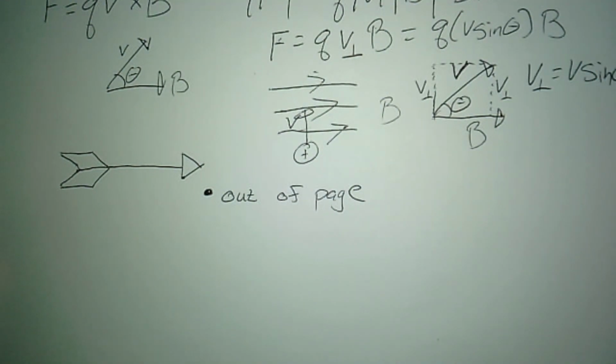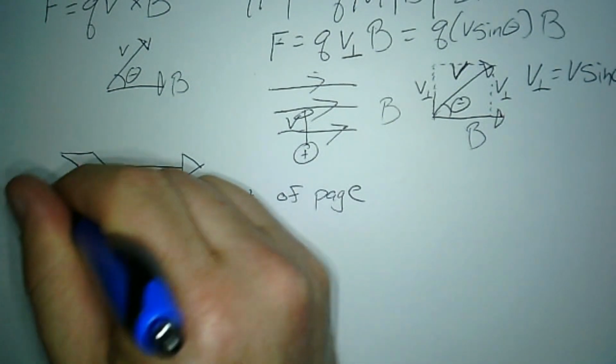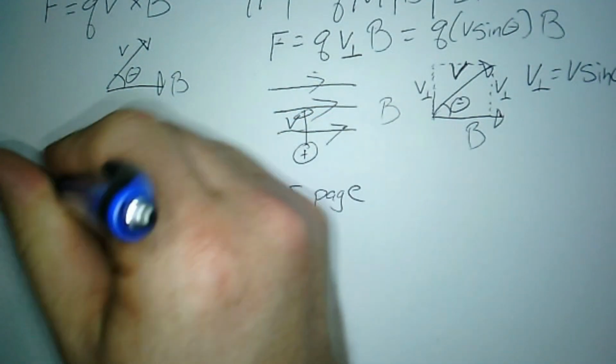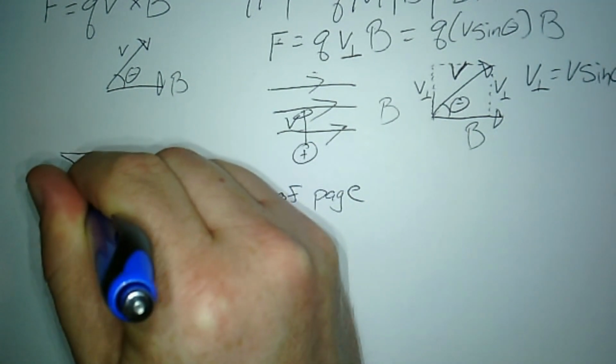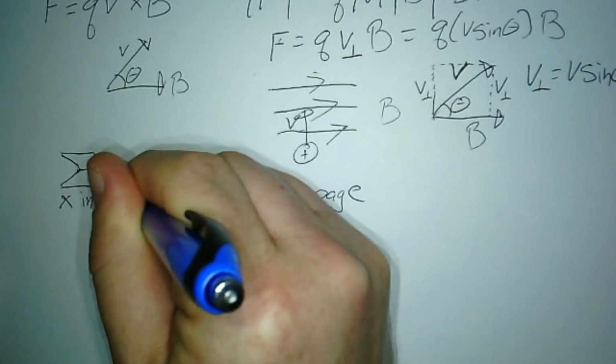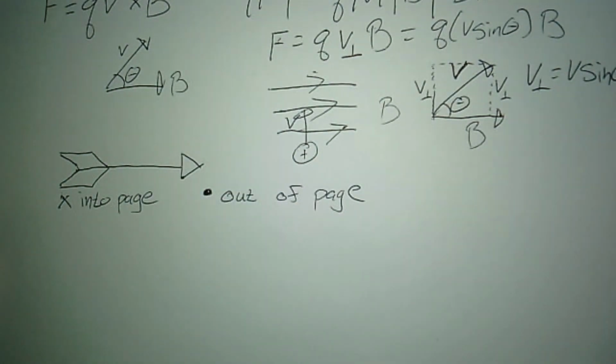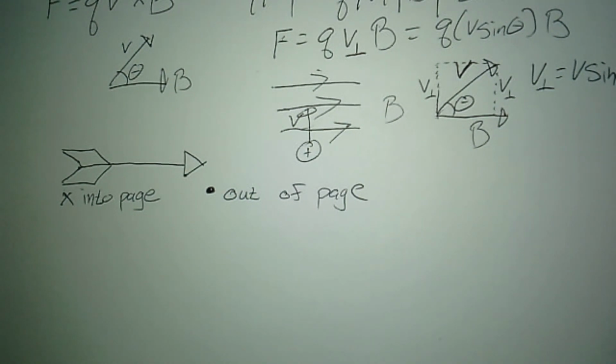What about if the arrow is going into the page and it's going away from you? If it's going downward, you're going to see the tail feathers of your arrow, so you're going to see an X. So that's going to be into the page, will be an X, right? So we're going to use that notation.